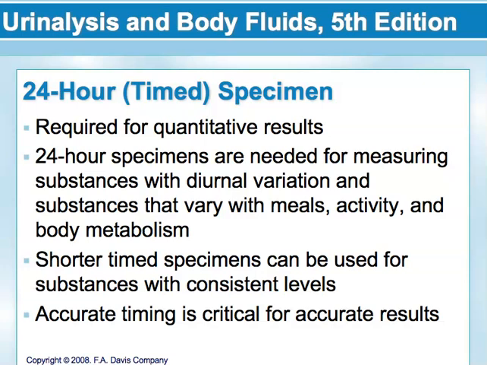Next, the 24-hour timed specimen. This is useful when it's required to measure the exact amount of a urine chemical rather than just detecting its absence or presence. So 24-hour specimens are going to give quantitative results versus qualitative results. This is necessary at times because some solutes exhibit what's called diurnal variation, which means that levels can change throughout the day, as well as variation with meals, activity, and body metabolism. So getting that 24-hour result would be more reflective of the actual amount in the body.